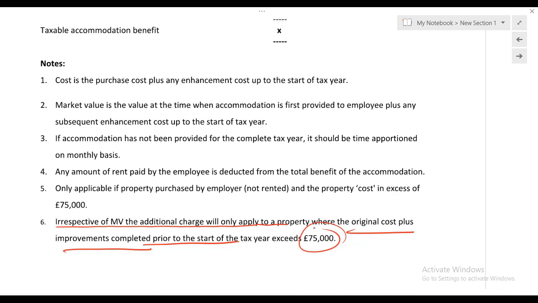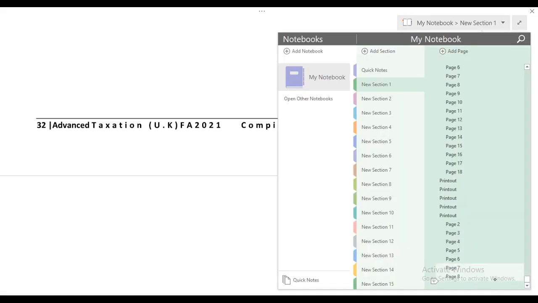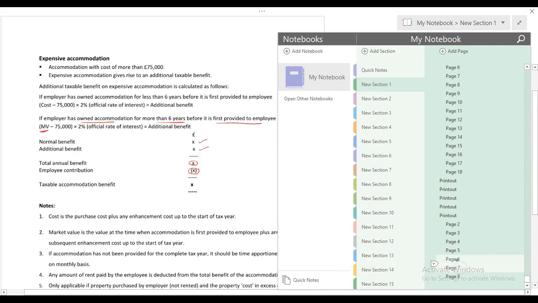Okay. If, let's say, before the start of the tax year the accommodation has a value of just 50,000 and there is no capital expenditure, nothing. Now whatever market value is given, it is irrelevant for us. So first the accommodation has to be expensive accommodation. And after that, more than 6 years must have passed before providing it to the employee. In that case, we replace cost with the market value.